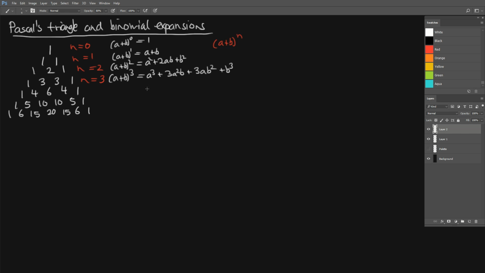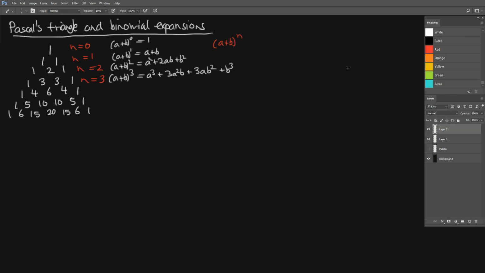It definitely looks like there's some kind of pattern going on with the coefficients of the expansion and Pascal's triangle. But what I'm going to do in this video is basically show you why these two facts are the same, make it obvious why Pascal's triangle has got anything to do with binomial expansions, and show you why it's not just some kind of coincidence.